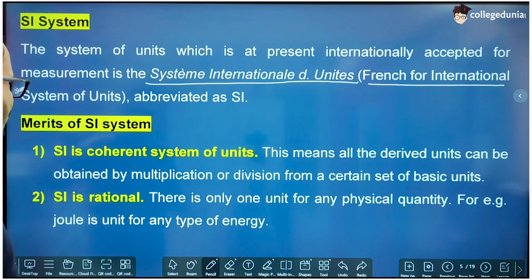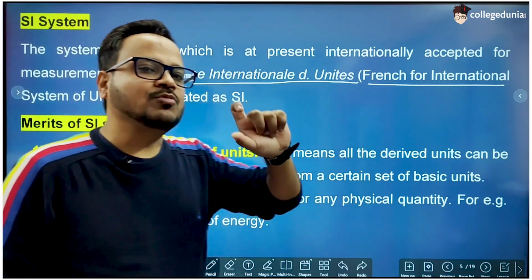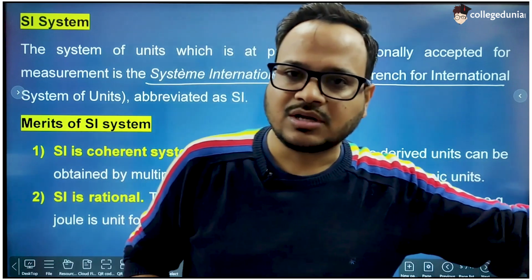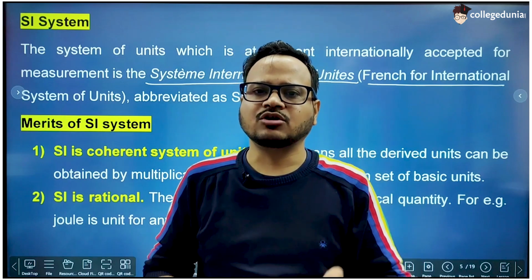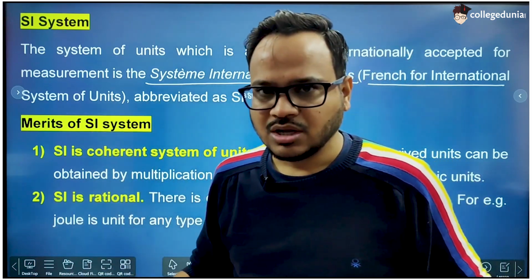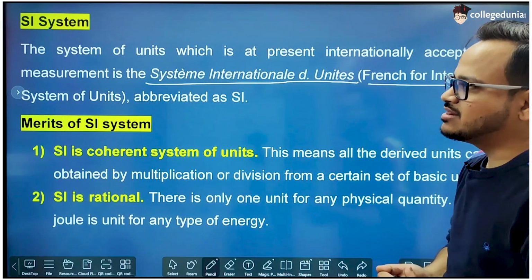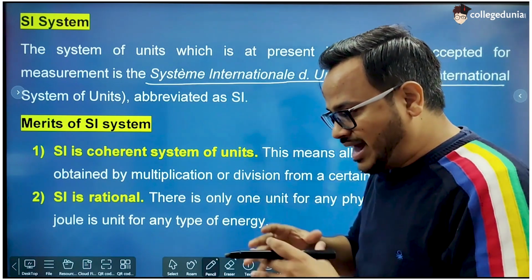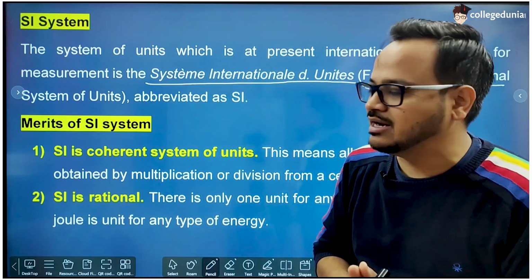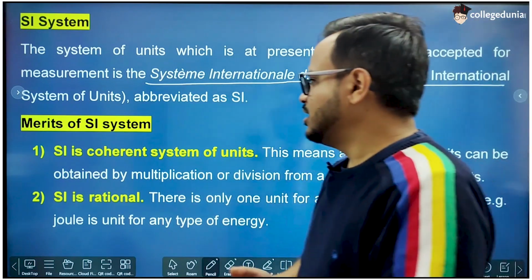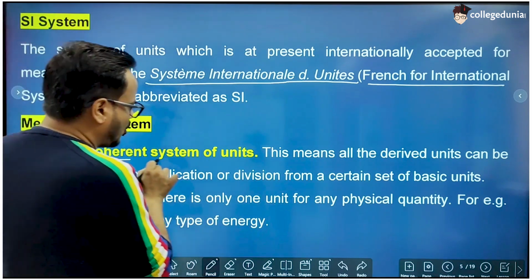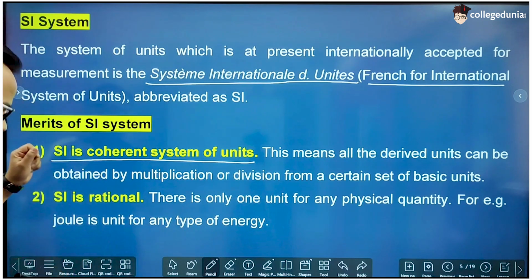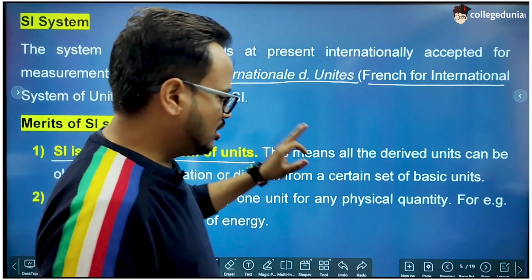Okay. When we decide that something is going to be the standard unit of a physical quantity, like why the standard unit of mass is kilogram, why not gram? And why the standard unit of force is Newton? Why not some other unit? Because there are some advantages of SI system which are very useful for many practical purposes, for calculations and other important things. And those merits are these. First of all, SI is a coherent system of units. What is the meaning of coherent system of units?